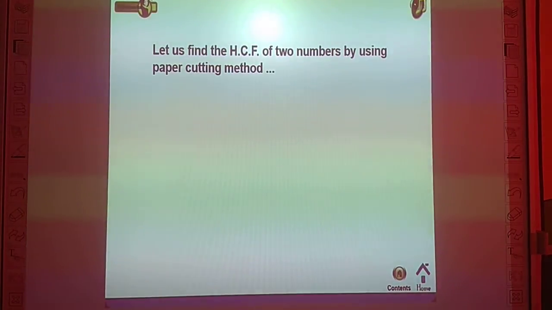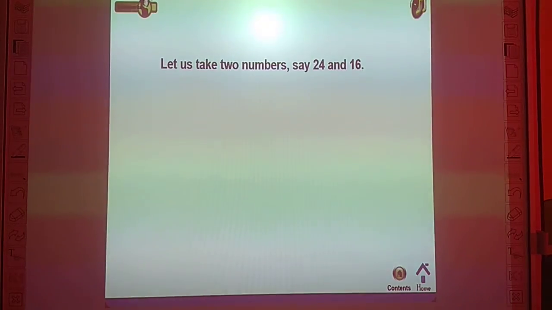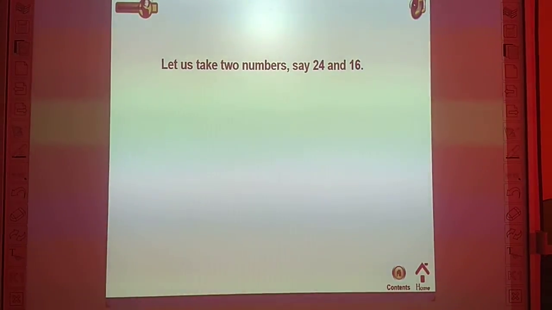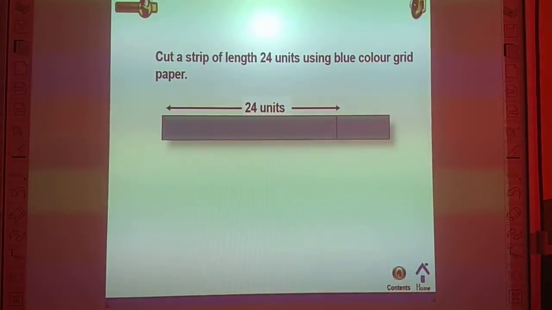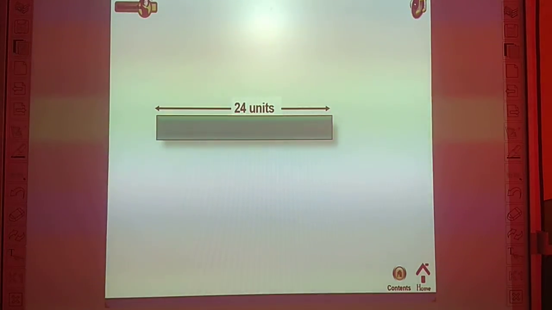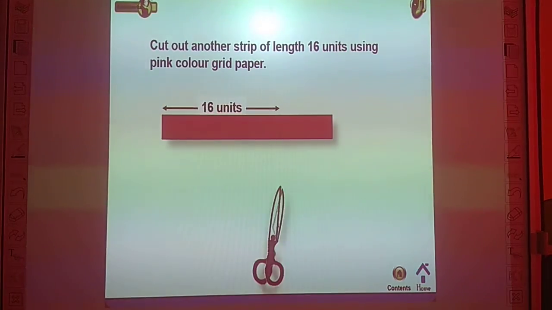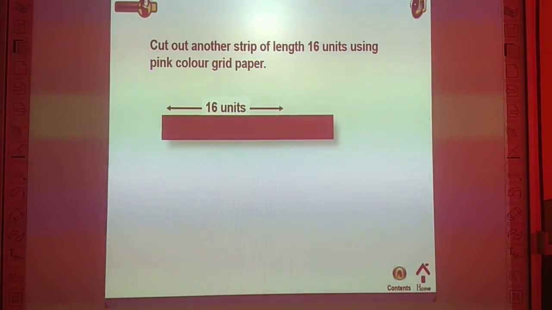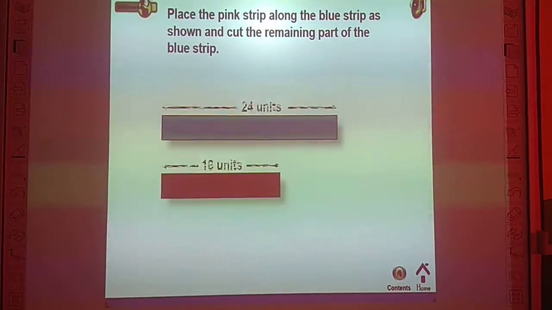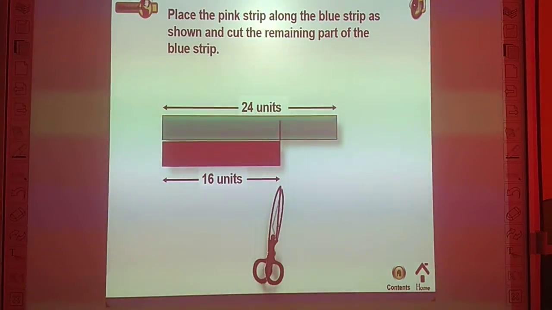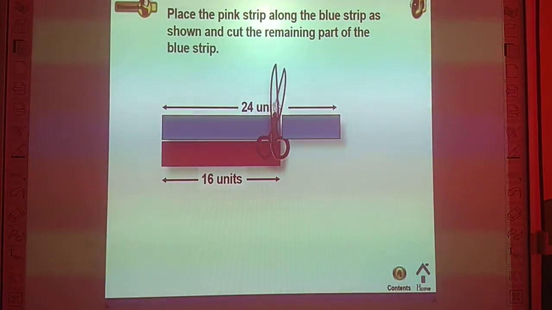Let us find the HCF of two numbers by using the paper cutting method. Let us take two numbers, say 24 and 16. Cut a strip of length 24 units using blue color grid paper. Cut out another strip of length 16 units using pink color grid paper. Place the pink strip along the blue strip as shown and cut the remaining part of the blue strip.